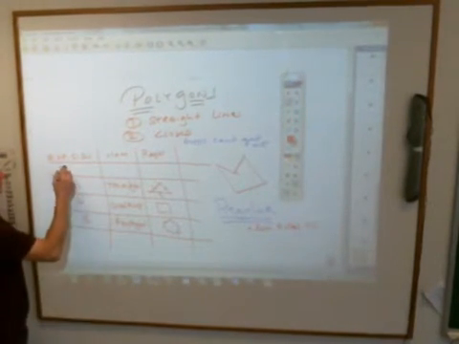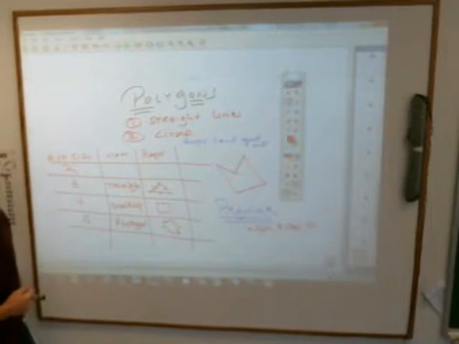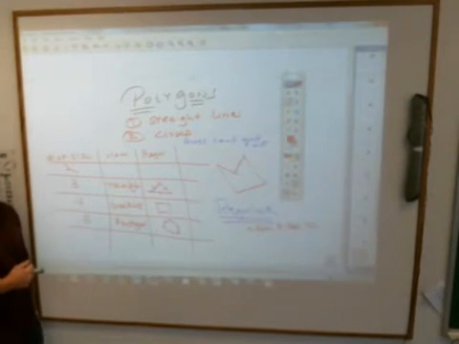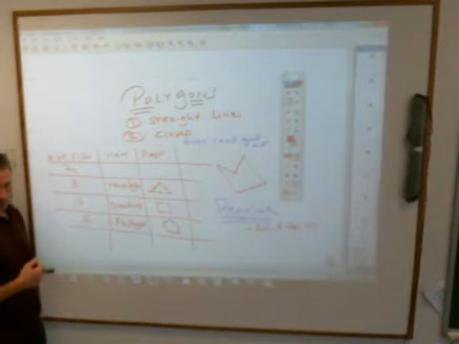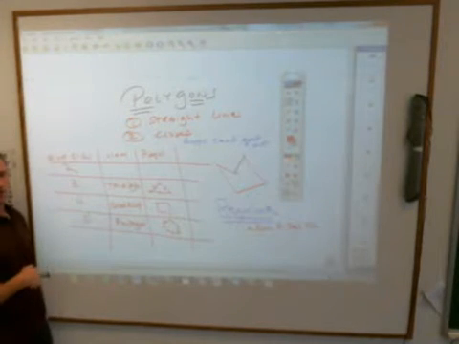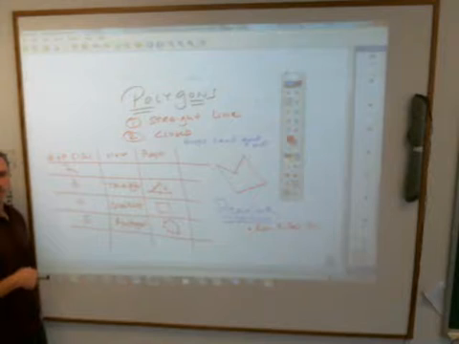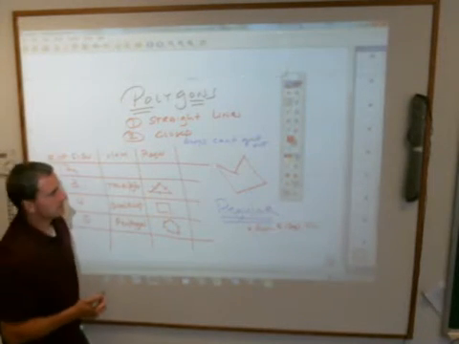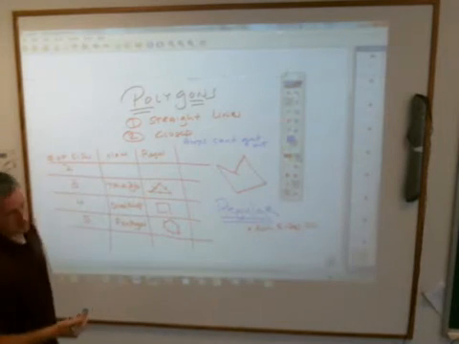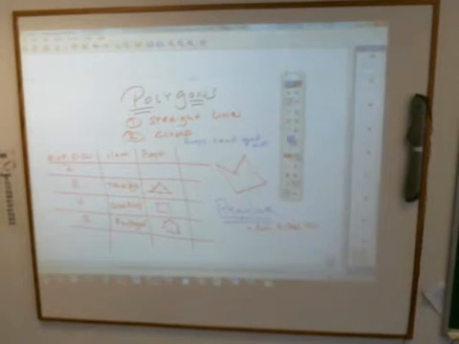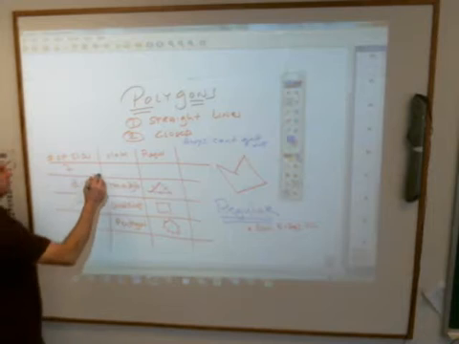A 2-sided polygon. 2-sided polygon is, Grace Christ, name of a 2-sided polygon? Yeah, maybe not having 3 coffees would have done you a little good. I had 2. Anybody, 2-sided polygon? Yeah, that's what I thought.